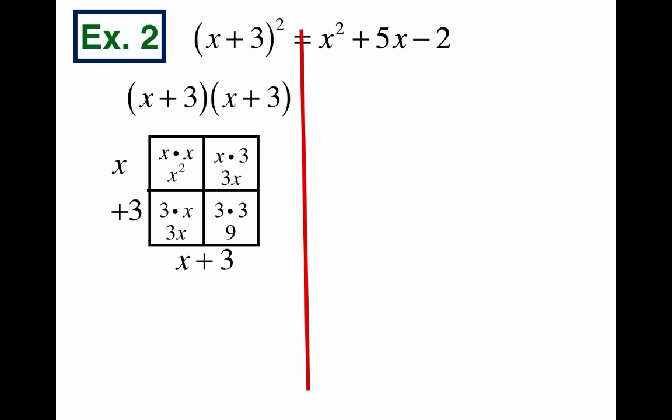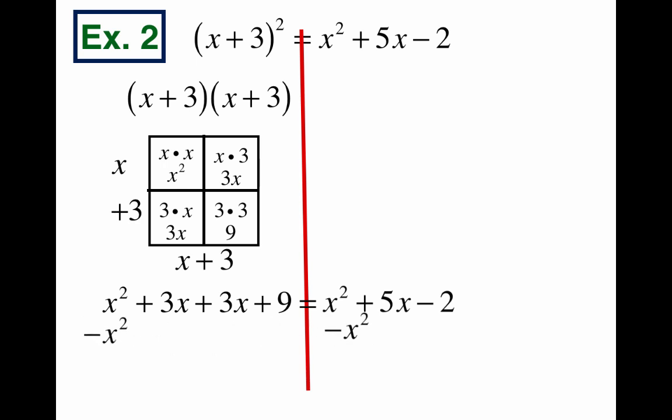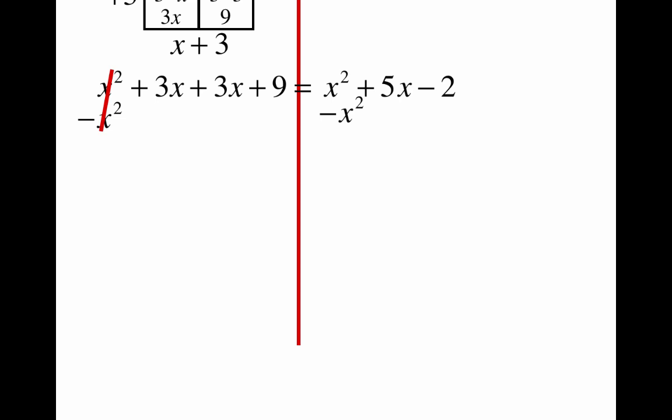But now we've got more work to do. We have solving to do. So we're going to take our answer there and write it out. We're going to write x squared plus 3x plus 9 equals, now on the other side we've done nothing, so we're going to bring that down and keep it, x squared plus 5x minus 2. Cool. Okay, now we're ready to solve. Well, what can we do here? We can do a few different things. First, let's take the x squared away from both sides. I like that because it gets rid of it. It actually makes it go away.